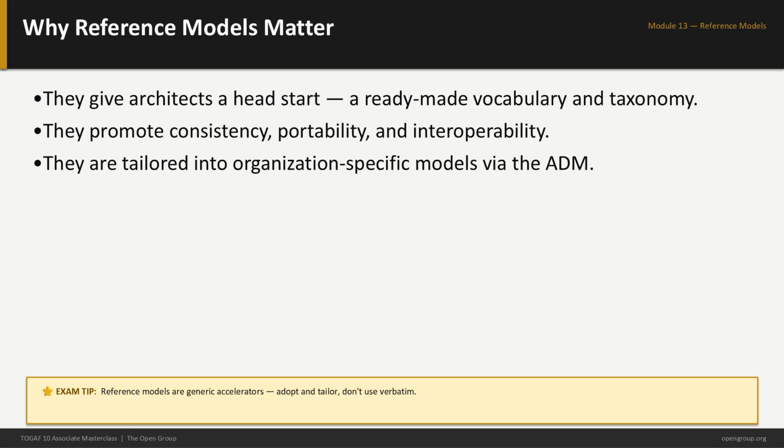Let's step back and ask why these models exist at all. They give architects a genuine head start, a ready-made vocabulary and taxonomy, so you're not reinventing basic structure every time. They promote consistency across architectures, and they directly support portability and interoperability. And, true to TOGAF's whole philosophy, they're tailored into organization-specific models through the ADM rather than used as is. So the framing to carry is that reference models are generic accelerators, you adopt them and then tailor them. They're scaffolding to build on, not finished buildings to move into. That tailoring mindset, by now, should feel familiar. It applies to everything in TOGAF.